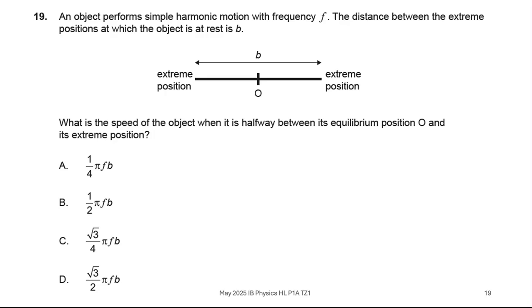We're going to think about the speed of the object when it's halfway between its equilibrium position 0 and its extreme position. Takes a bit of working, not nice maths in here, but we can do it together. Try the question, and when you've either got an answer or you've decided you can't be bothered anymore, feel free to watch the video.